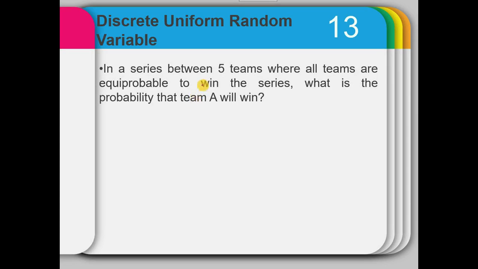So as an example, we say that a series was played between 5 teams and all teams are equally likely to win. What is the probability that team A will win? Since teams A, B, C, D, E are all equally likely to win, winning is a uniform random variable, and the probability that team A will win is equal to 1 by n, the total number of teams. Since n is equal to 5, the probability that team A will win is just 1 by 5. And the probability that team B will win is also 1 by 5 because it's a uniform random variable.